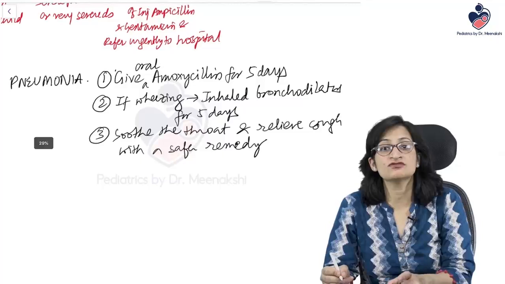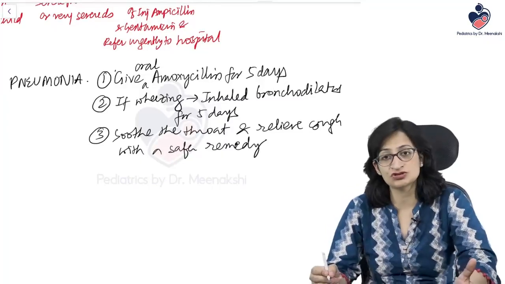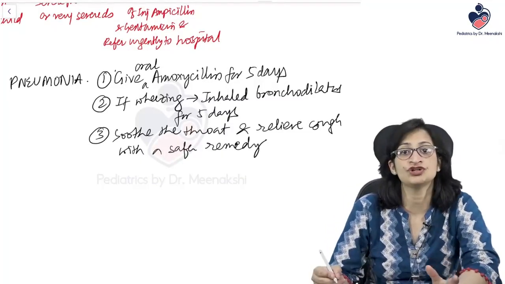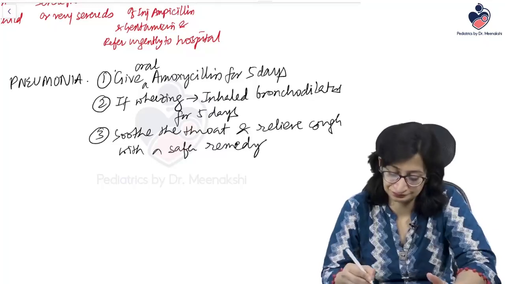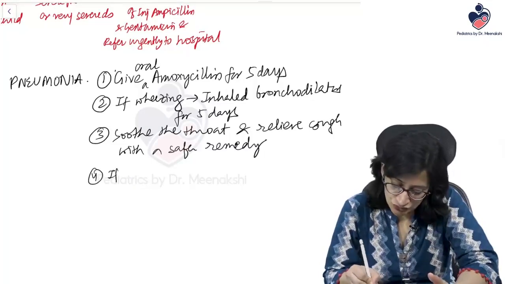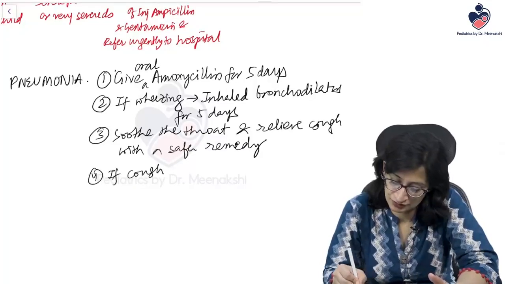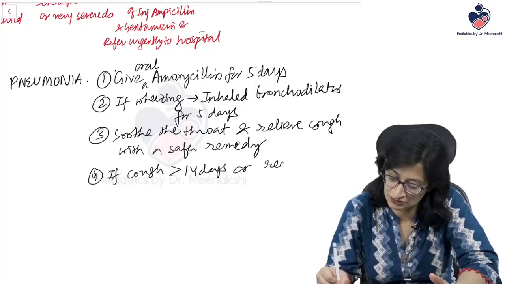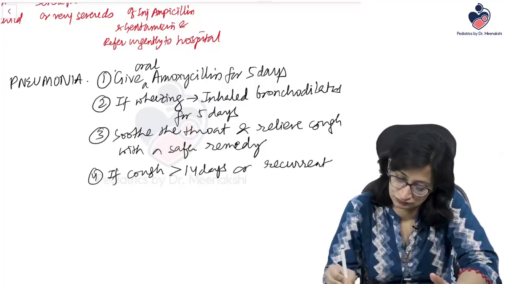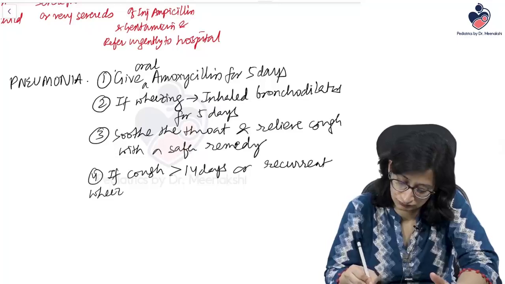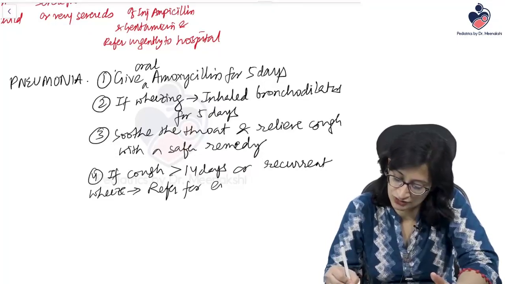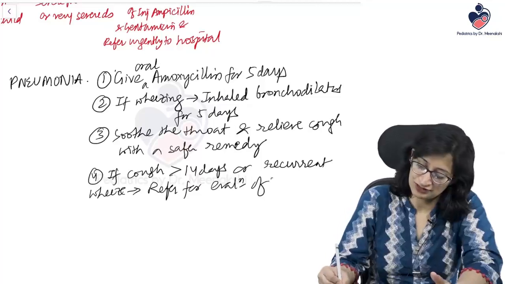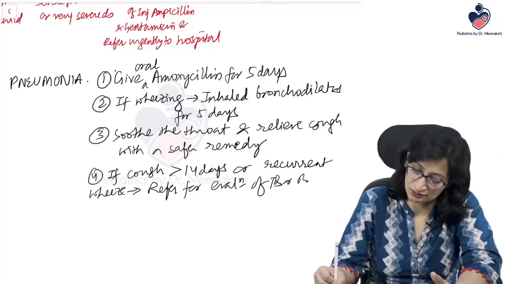If coughing more than 14 days or recurrent episodes of cough or wheeze, refer for evaluation for TB or bronchial asthma.